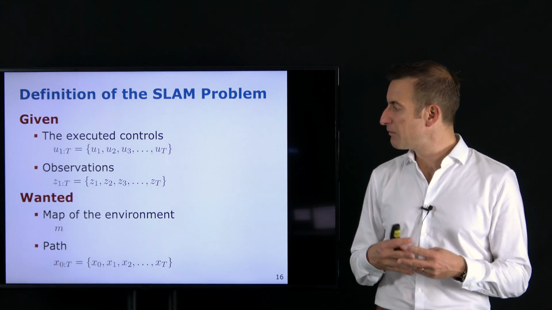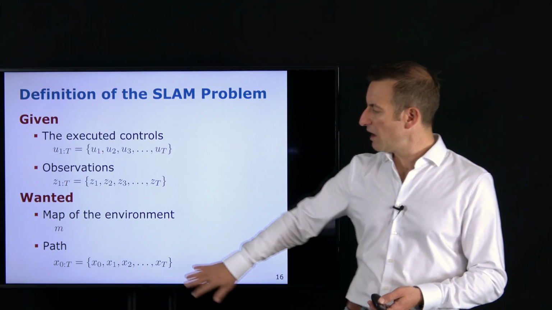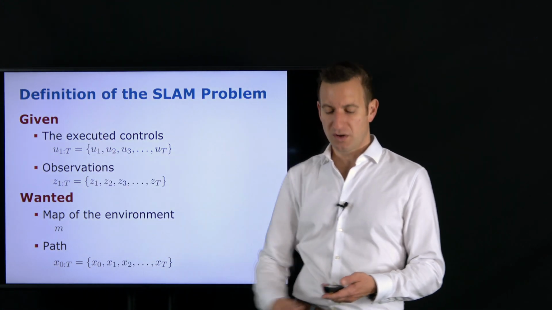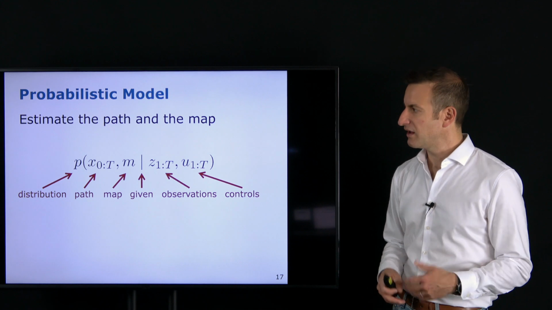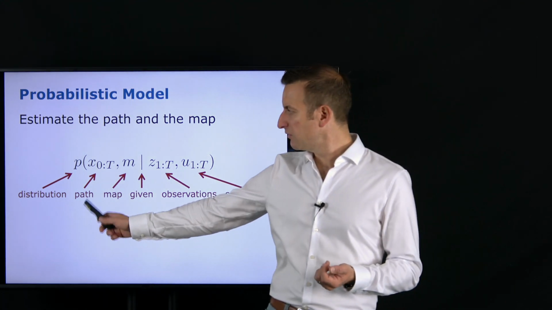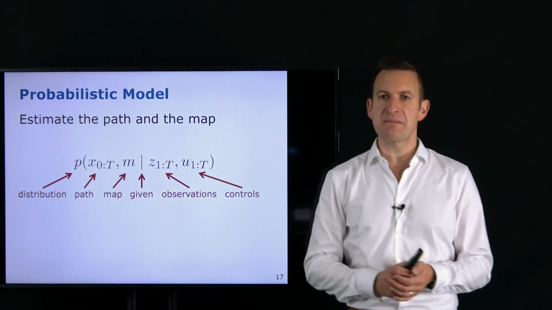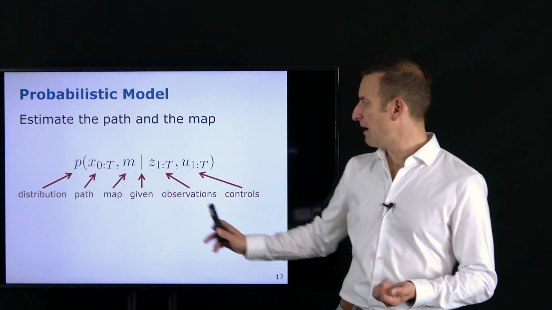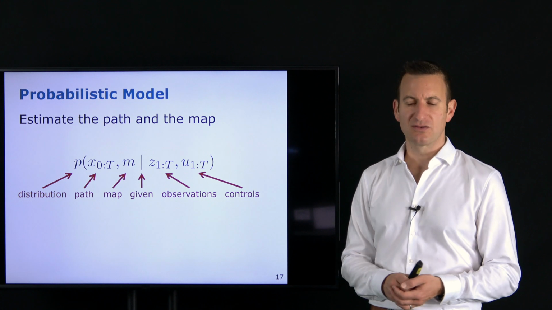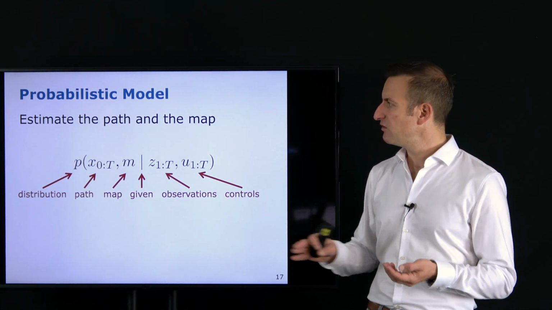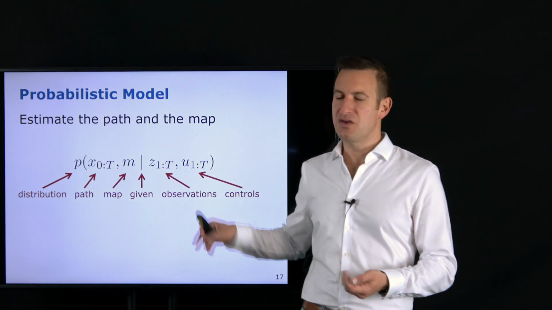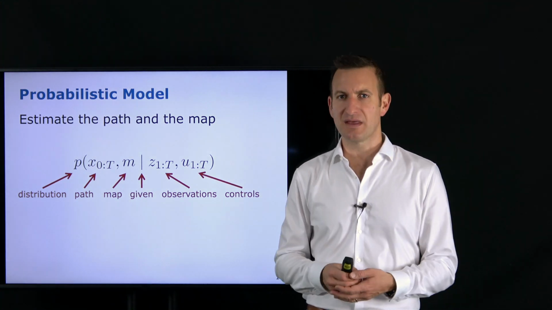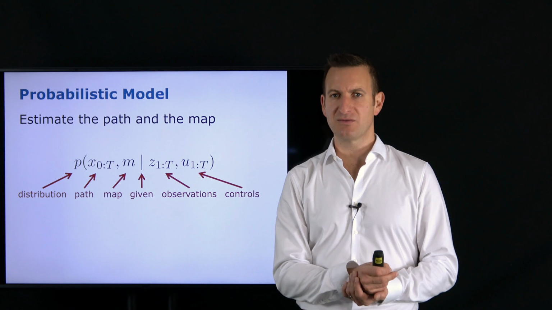And if you see this from a probabilistic point of view, that means we need to estimate the probability distribution over those two quantities given those quantities over here, which I can write in the following form. The probability distribution over the path of the platform and the map of the environment. This horizontal bar we read as "given" our observations and our control commands. And SLAM basically addresses how to estimate this probability distribution, or how to get the maximum likelihood estimate out of that. So what's the best map and the best estimate for my trajectory?